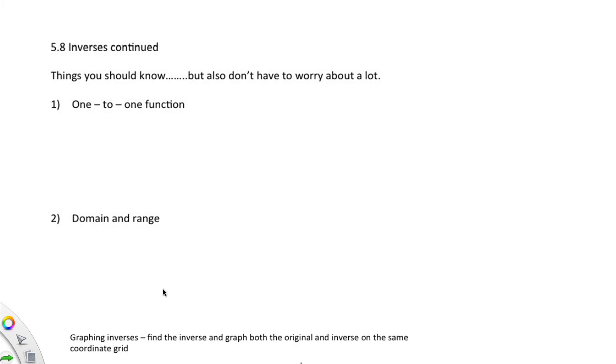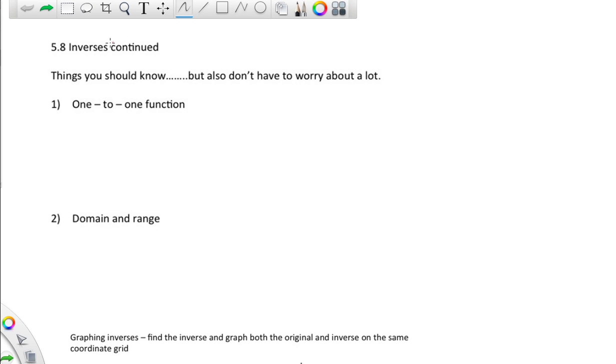5.8 inverses continued. So let's talk about some things you should know about, but you don't have to worry about them a lot, at least not yet this year. I do have to explain some things to you, so let's talk about the concept of a one-to-one function.